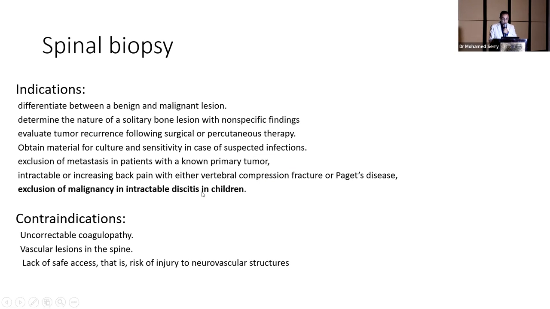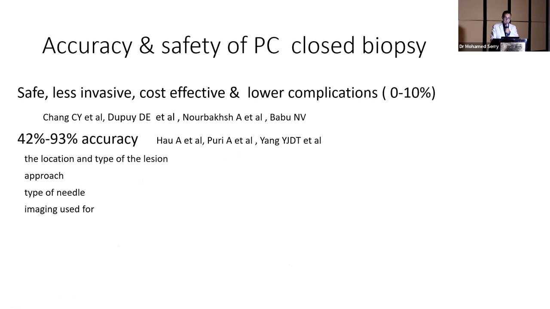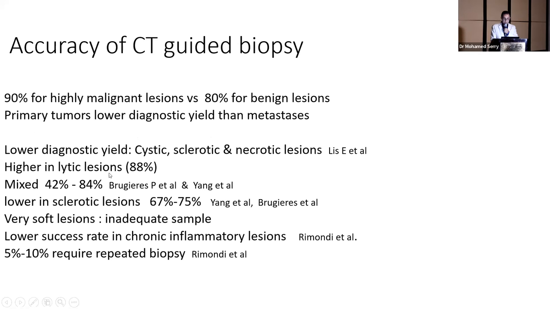Spinal biopsy may be a guided biopsy or an open biopsy. The percutaneous guided biopsy, whether fluoroscopic or CT, is safe, cost effective, with a lower complication rate, but the accuracy of percutaneous biopsy ranges from 40 up to 90%. So it may lead to results in only 40% of patients. This depends on the location and type of the lesion, the approach, the type of needle used, and the imaging used.